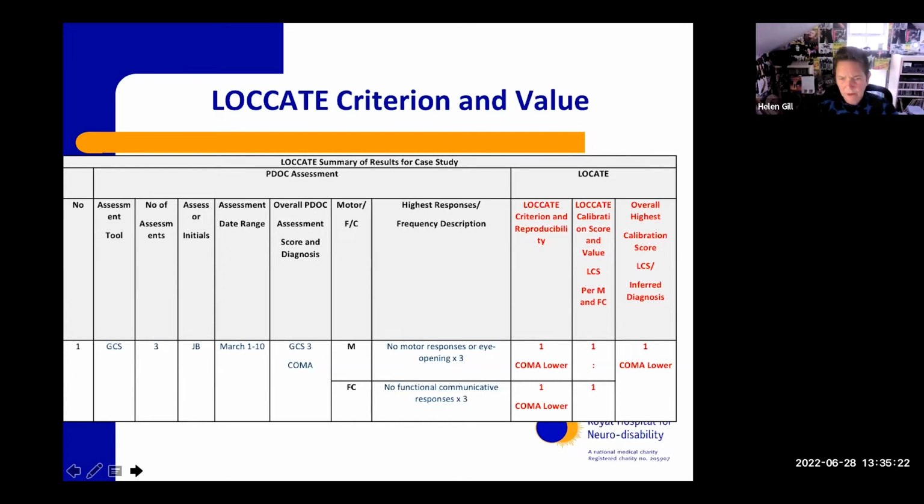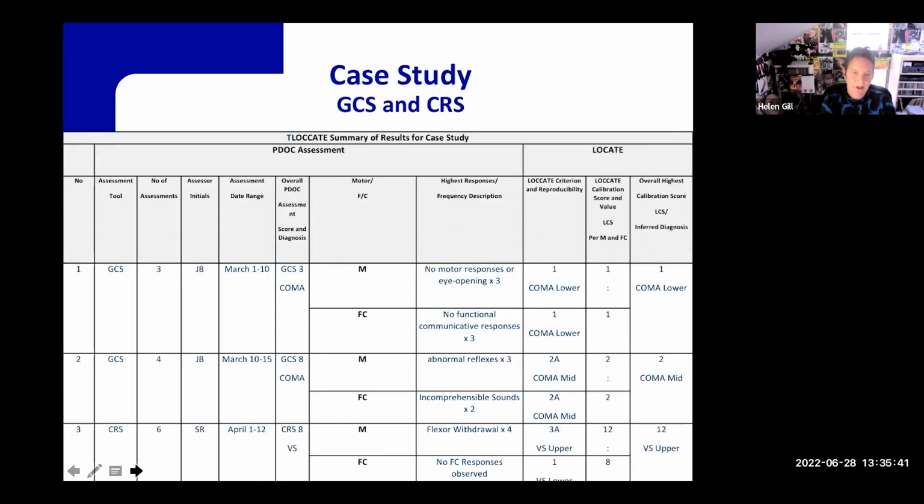And there's no functional communicative responses. That's 1 lower. So if they're not responding, you can't do reproducibility for it. So you've got 1, 1 is your calibration score and value, and your overall score, the highest they got from that is 1 because it's the same. Okay, so that's how you do that.